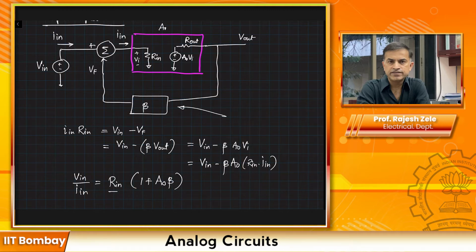So Rin is the input impedance without feedback for the original amplifier, and after applying the voltage feedback, the input impedance has gone up by the factor 1 plus A0 beta. If A0 beta is large, then we can say that the input impedance has gone up by a factor of A0 beta. Similarly, you can do the output impedance calculation.